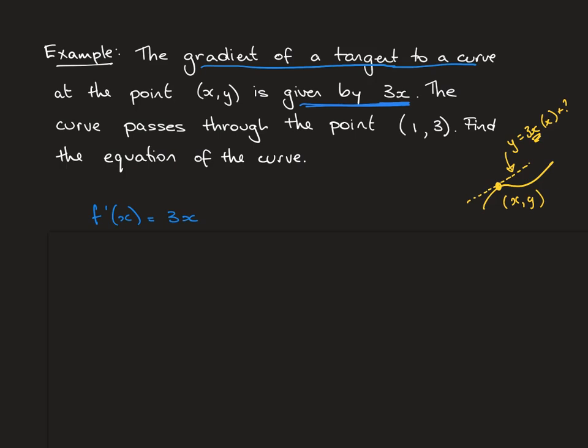And it tells us also that the curve itself passes through another point somewhere on the curve, and it goes through the point 1, 3. So the point 1, 3 is on the curve. What we're going to do to find the original equation, because the question says find the equation of the curve.